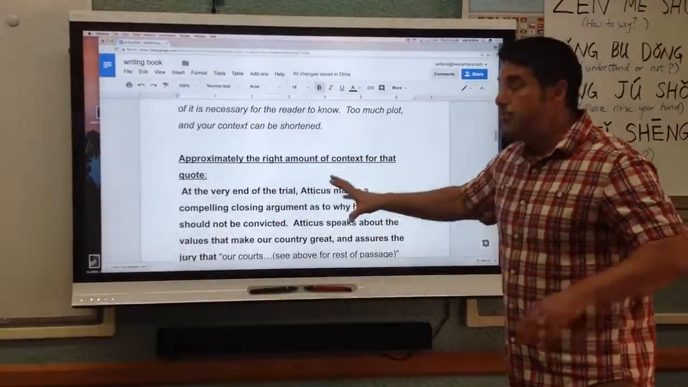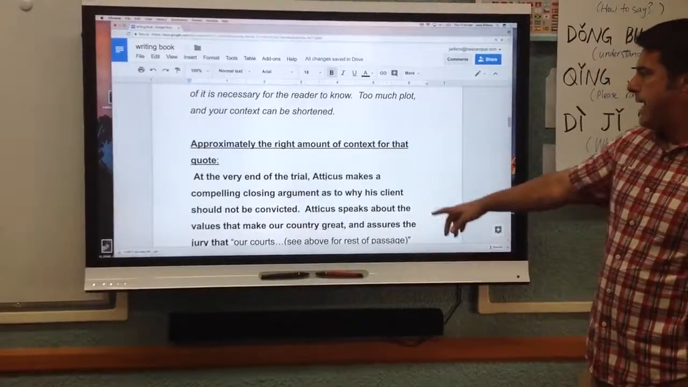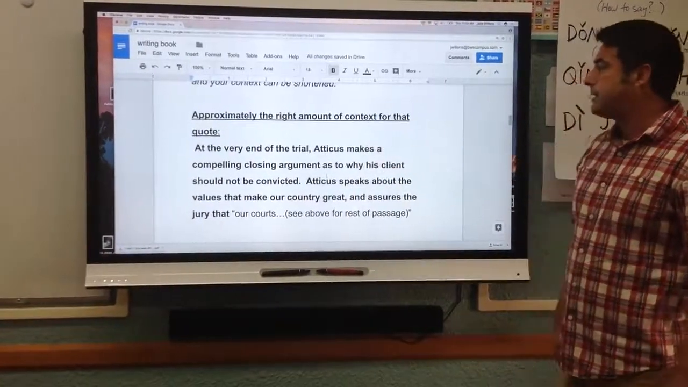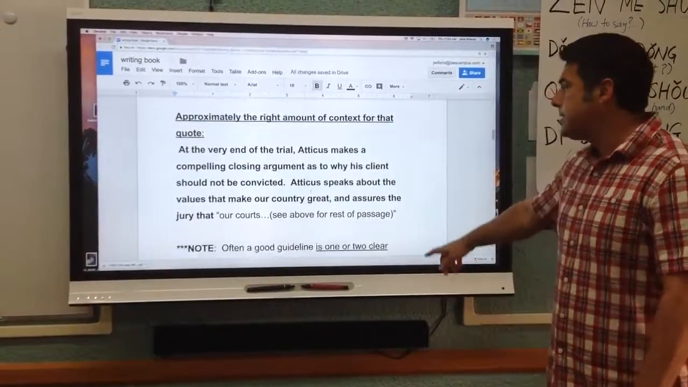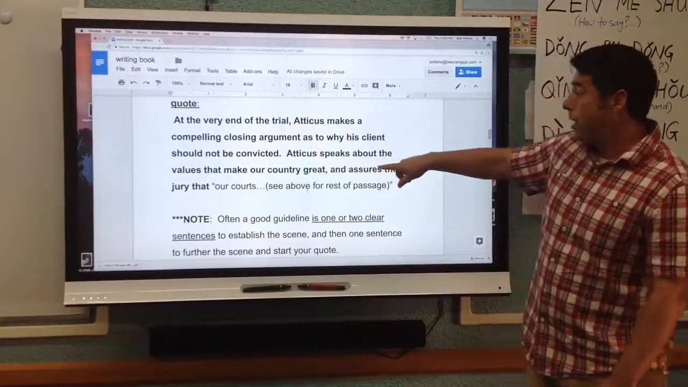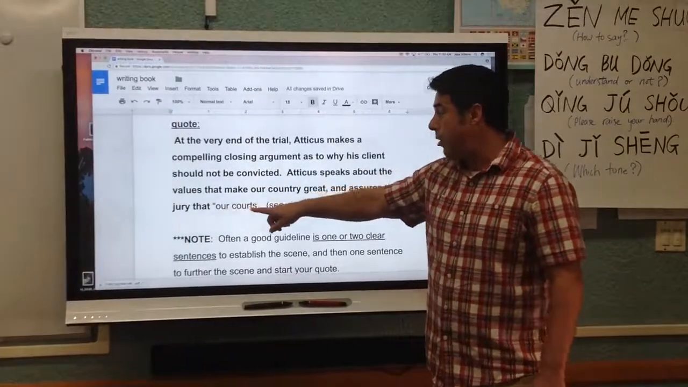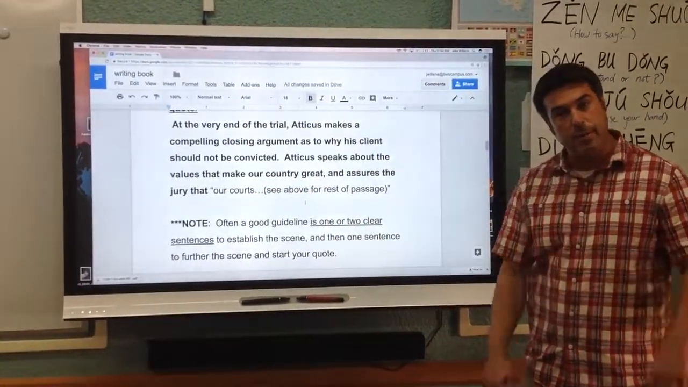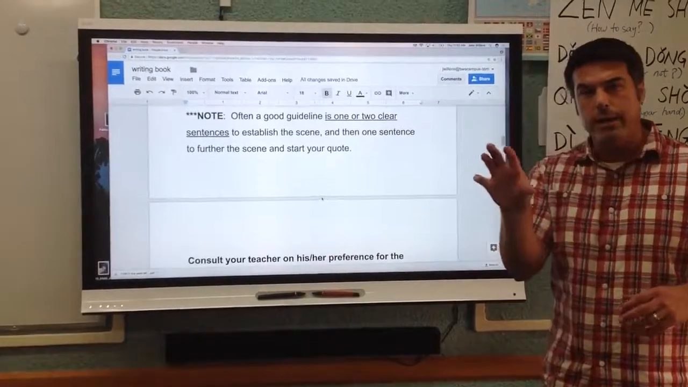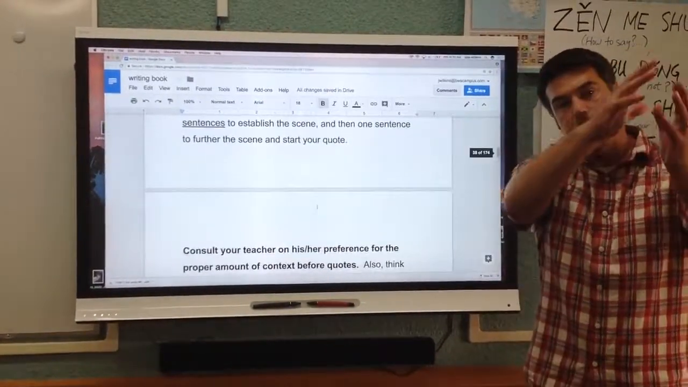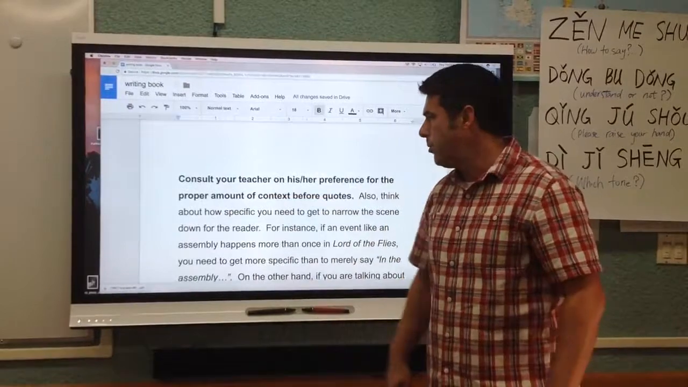A good middle ground, sweet spot, would be at the end of the novel, at the end of the trial, Atticus makes a compelling closing argument as to why he should not be convicted. He speaks about the values that make our country great and assures the jury that our courts, and then see the above quote. So that would be a really good amount of context because it's one clear sentence to set the scene, and then the second sentence integrates into the quote.